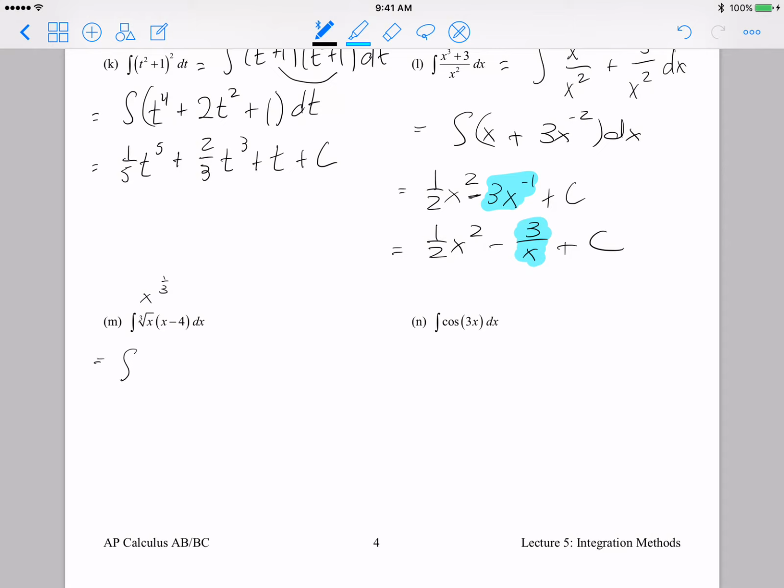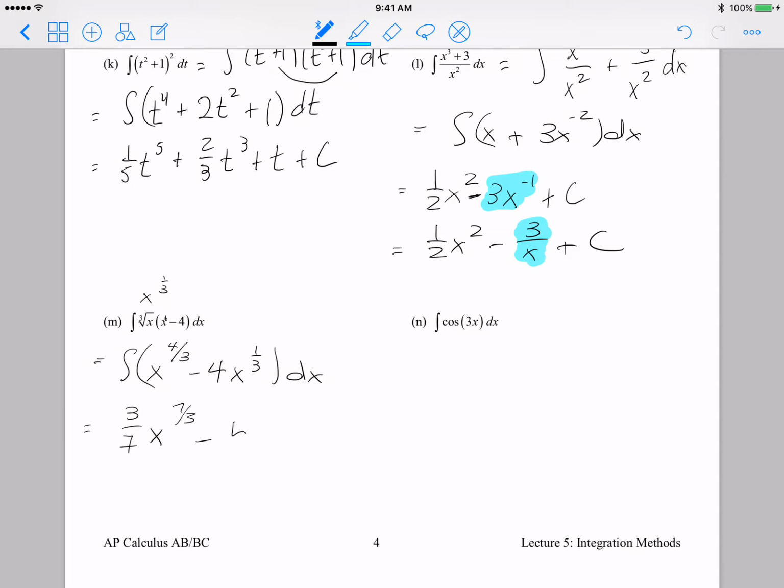When I distribute that x to the 1/3 with that x to the first, I'm going to add their exponents. And so if I add 1/3 and 1, I'm going to get 4/3. And then minus 4x to the 1/3 dx. Now I'm ready to use the power rule, so this is going to be x to the 4/3 plus 1 is really 7/3, divided by 7/3 is the same thing as times 3 over 7.